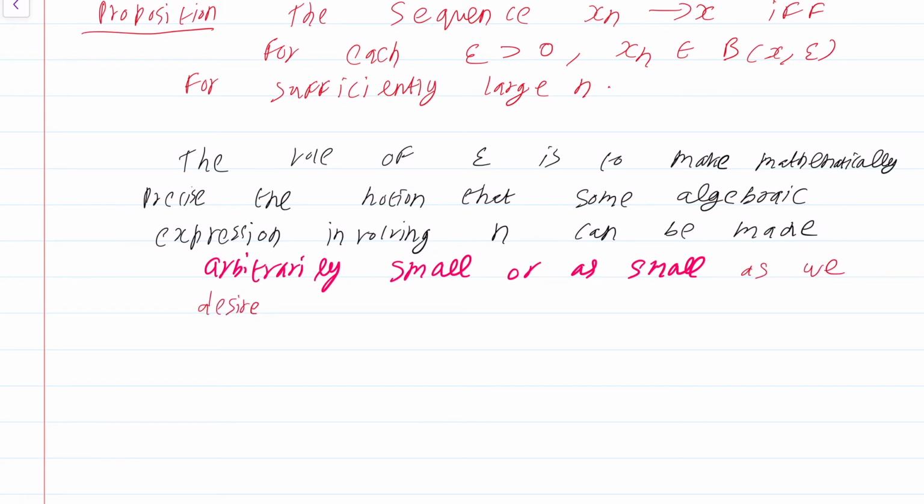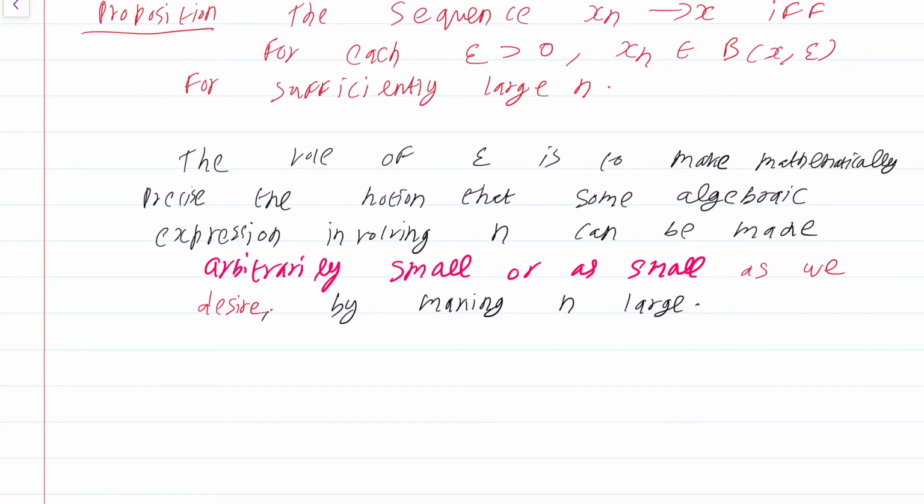That is the role of epsilon. Let me be precise, as small as we desire by making n large, right? And how do we achieve this? You will see in the module on examples that we achieve it by manipulating the expression as much as possible.